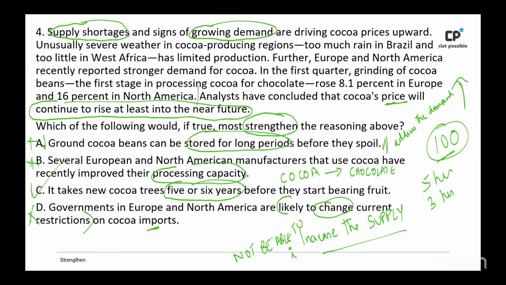Key supply pressure. Option C is showing supply pressure will continue to persist. And therefore, the prices will continue to rise at least into the near future, at least for the next 5 or 6 years. C is correct.